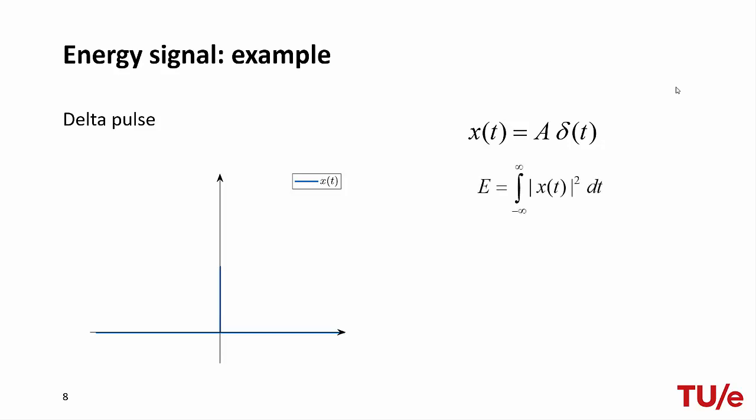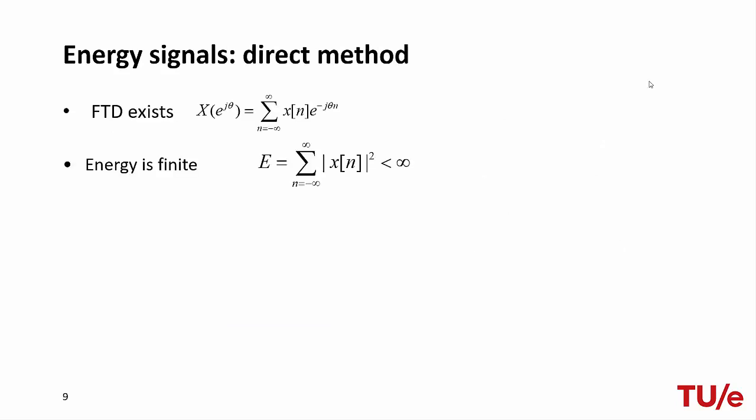Since this is a continuous time signal, to calculate the energy, we need to integrate from minus infinity to plus infinity the modulus squared of the signal. By definition, the integral of a delta pulse is equal to 1. Thus, the energy of the signal is A squared. Since this value is finite, we can conclude that this is an energy signal. An important property of energy signals is that the Fourier transform exists.